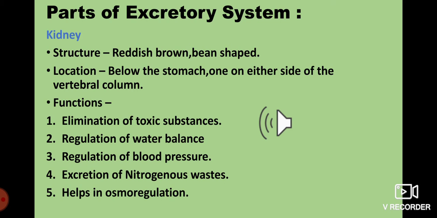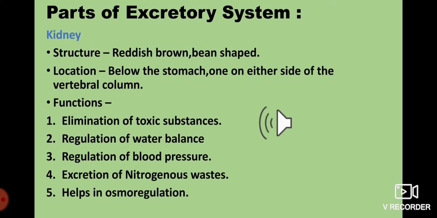As a sieve is used for removing or filtering the dirty things from a solution, similarly these kidneys act as sieves and filters which clean the blood and remove the toxic substances out from the body.